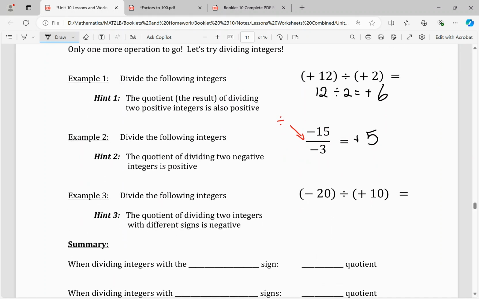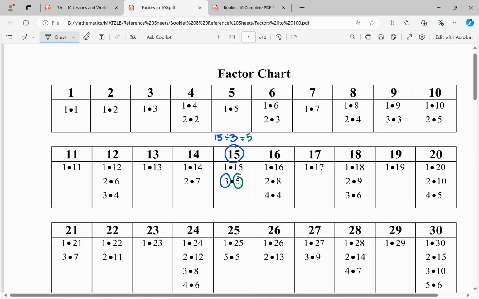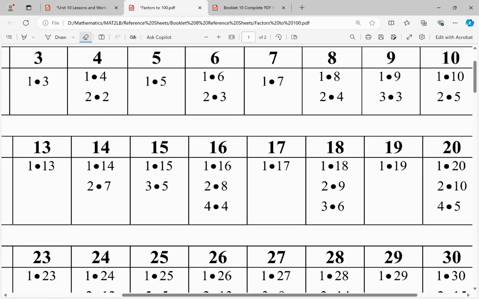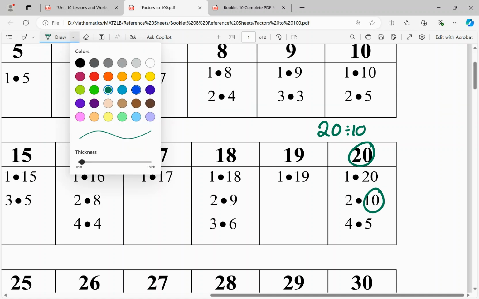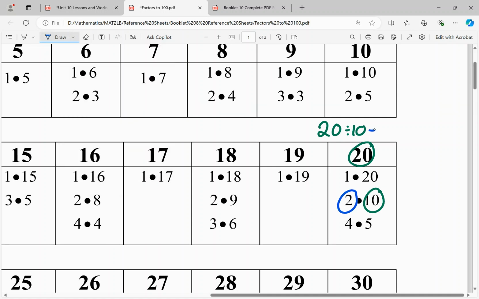Our final example, we have negative 20 divided by 10. Now, let's start with the 20 divided by 10. Let's go to our factor chart. 20 is here at the end. And 20 divided by 10, right? Here's the 20, here's the 10. The answer is going to be 2.